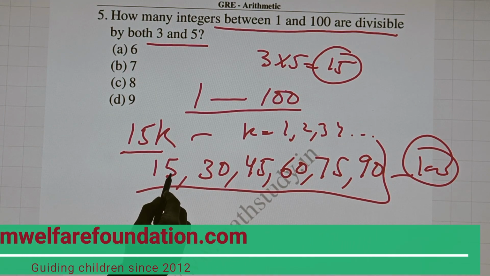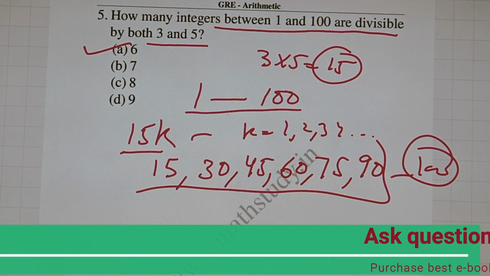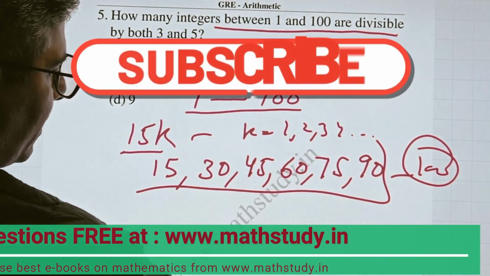So how many numbers are there? 1, 2, 3, 4, 5, 6. So 6 numbers are there between 1 and 100 which are divisible by both 3 and 5. Now let's move towards our next question.